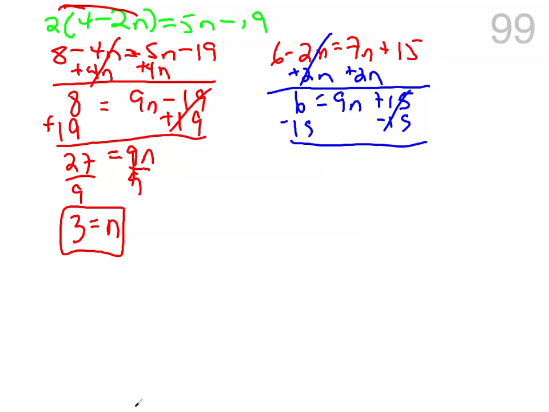Okay? Now, 6 and negative 15 is negative 9. Equals 9x. Divide by 9. And it is negative 1.